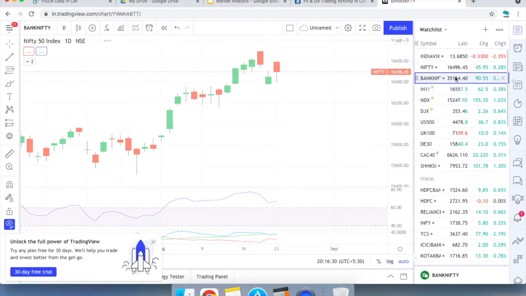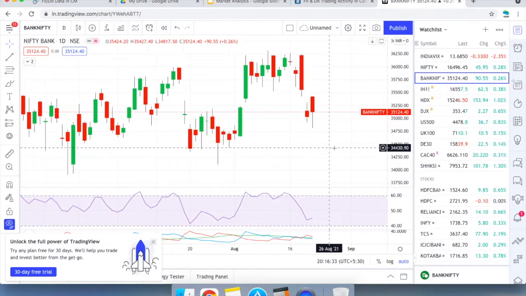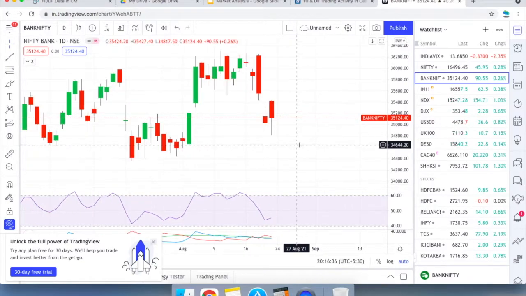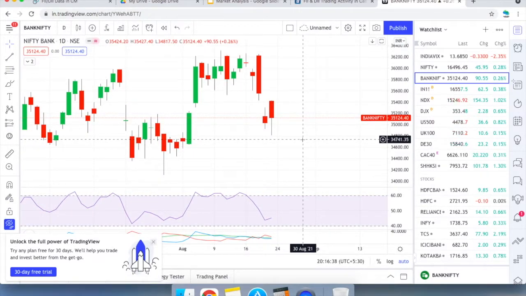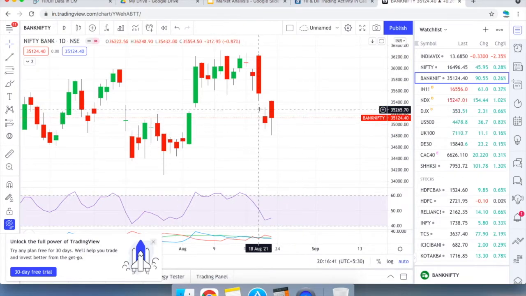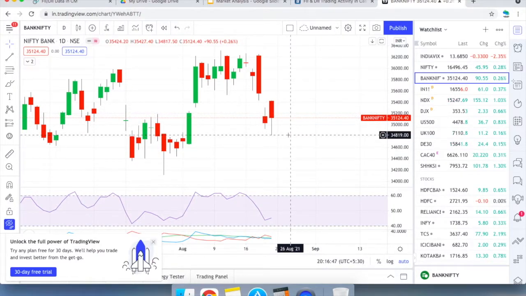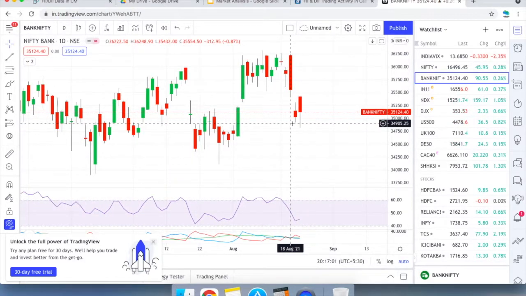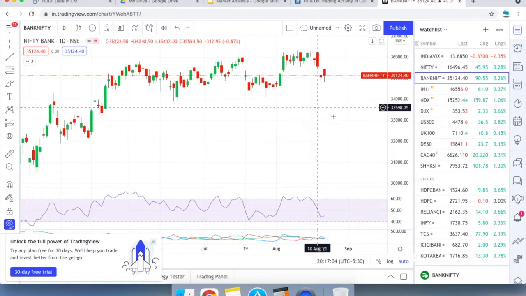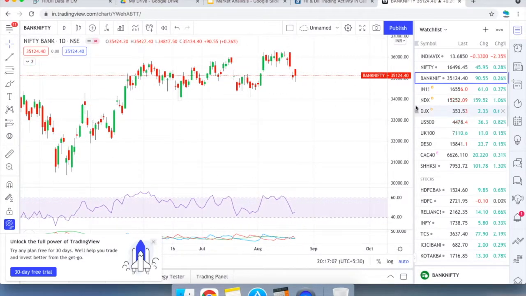Like BANKNIFTY, you see not really a hammer, but a kind of hammer, we can say. This also completely engulfs the previous candle, and this wick is also a good indication that there is support at the 34,800 levels. Buying happened, and then it maintained the 35,000 levels. But that bounce was a very weak bounce again, just like Nifty, and there's hardly 90 points that came today.